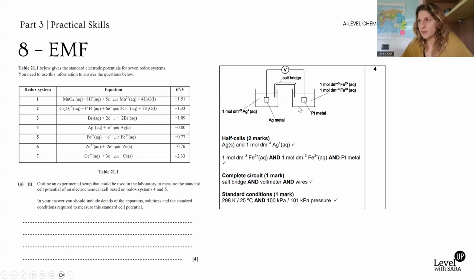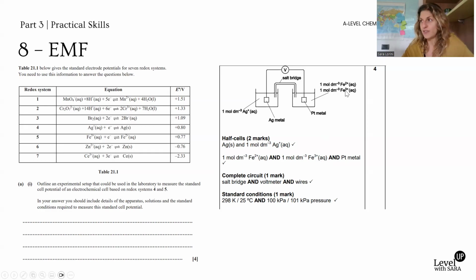Now, this is what it looks like. We always have two half-cells. Very important, the salt bridge. And remember that the electrodes are connected by a voltmeter. That's how we measure it. So the tricky thing here could have been to realize that for one of the systems, the ion one, we have two solutions. So the redox occurs between two ions, meaning that we need a platinum electrode. And for the standard conditions, you would have to mention that they are all 298 Kelvin, 100 kilopascals, and very important, 1 mole per decimetre cubed of every solution.